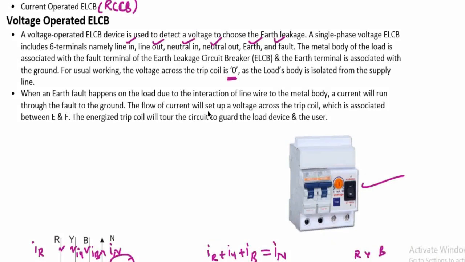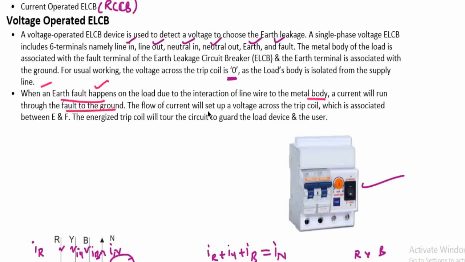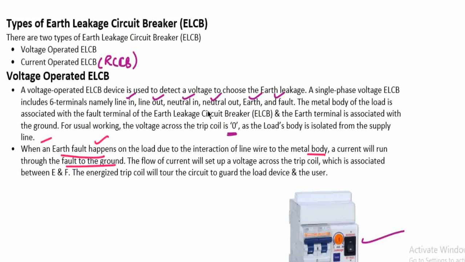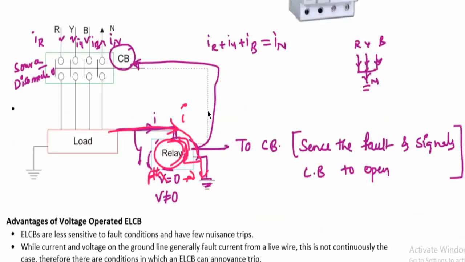Here the load's body is isolated from the supply line. When an earth fault happens on the load, due to the contact of the line wire with the metal body, a current will run through the fault to the ground. So this is the current flow here. The flow of the current will set up a voltage across the trip coil. Due to this current, a voltage will be induced across this relay coil, that is the trip coil, which is associated with EMF, and the energized trip coil will trip the circuit to guard the load device and the user. Okay, so this is what is going to happen.